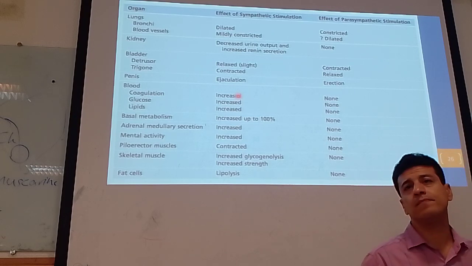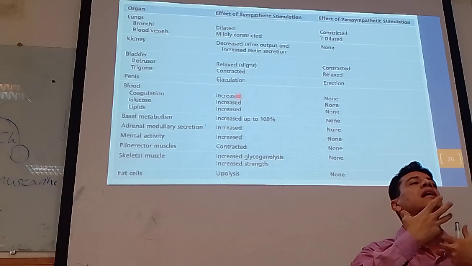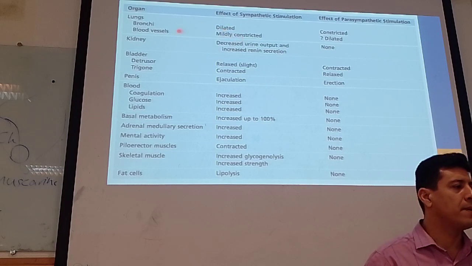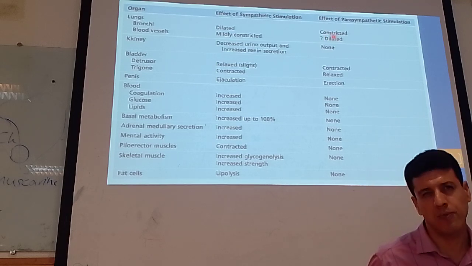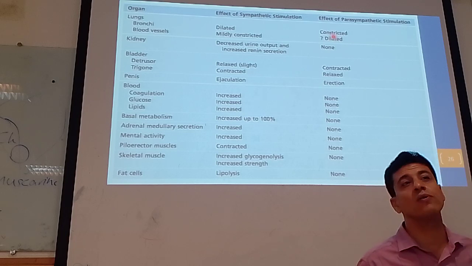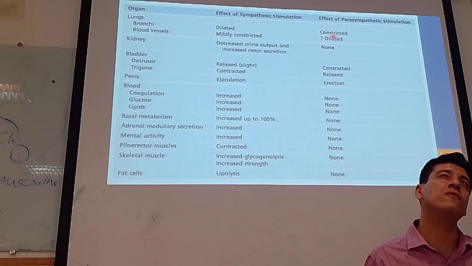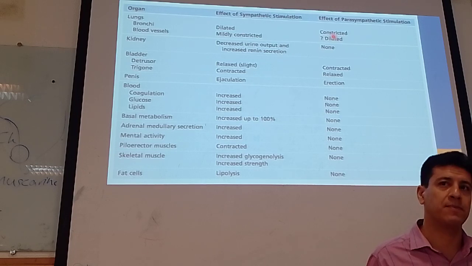In the lung, sympathetic innervation causes dilation of the bronchi, but blood vessels are constricted. Parasympathetic innervation causes constriction, so parasympathetic innervation causes bronchoconstriction, right? So if you inject a drug like atropine, which blocks muscarine receptors, then what's the effect of this drug on the bronchi?